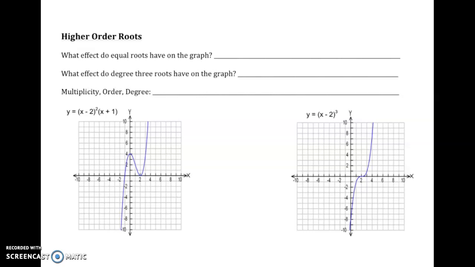So next we want to talk about what effect higher order roots have. Higher order roots are when there is a multiplicity, or order, or the degree on the root is greater than 1. So what do multiplicity, order, and degree mean? That is really just the exponent on the factor.